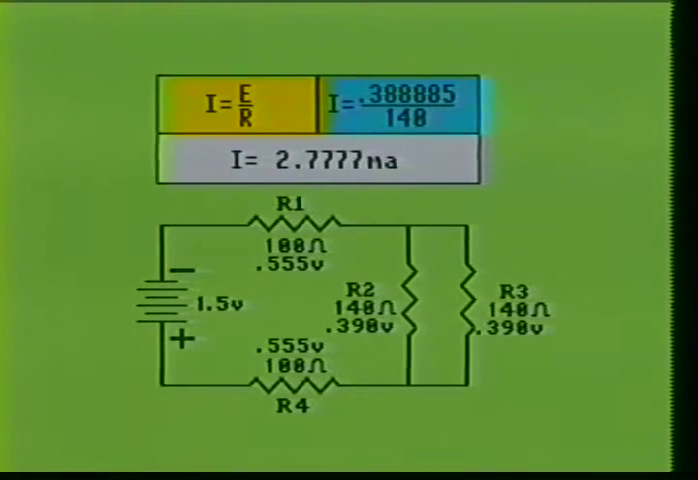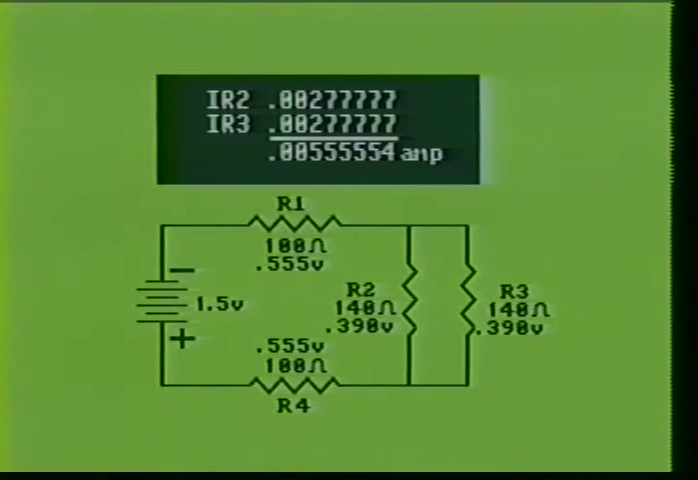When we add the current flow through R2 with that of R3, it shows that it is the same amount of current which is flowing through the rest of the circuit.